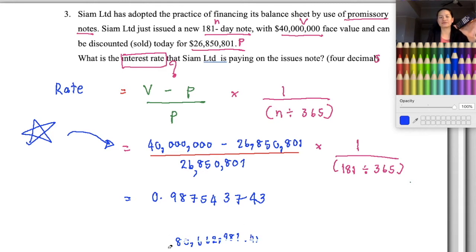Okay, the next one. We're going to multiply it with 100. Oh, that's big. It's come up to the red. Could be 98.7543%.